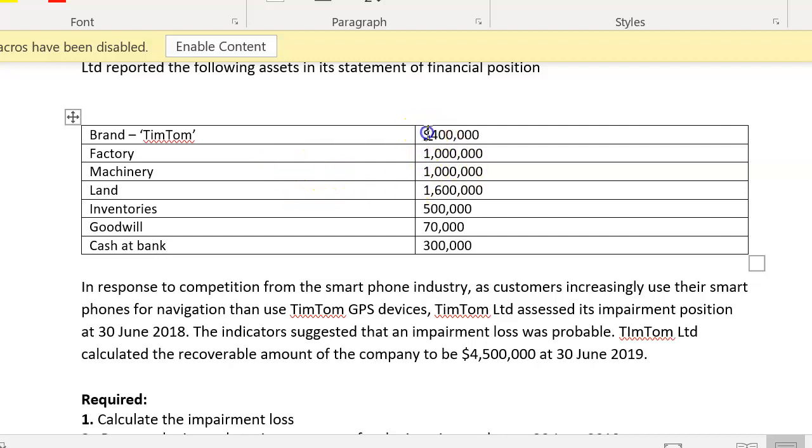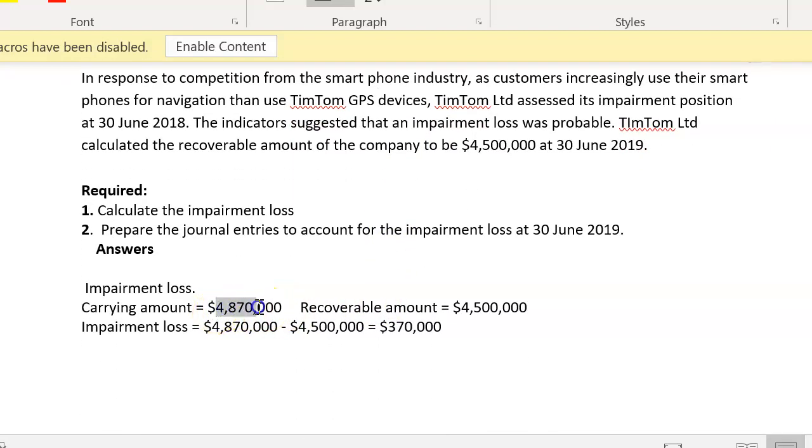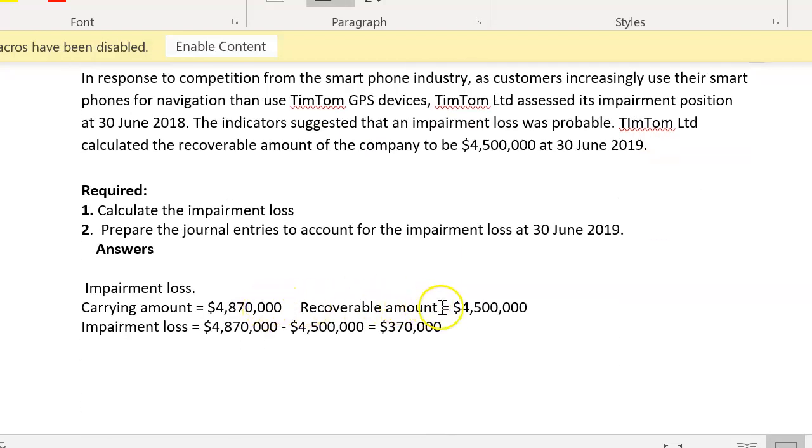So what you need to do is you need to add up all these assets, starting from the brand name, factory, machinery, land, inventories, goodwill, cash at bank. You work out the sum of these assets. So the sum of these assets equals 4.87 million. And the recoverable amount is 4.5 million. Okay, so the carrying amount is 4.87 million, which is the sum of these figures.